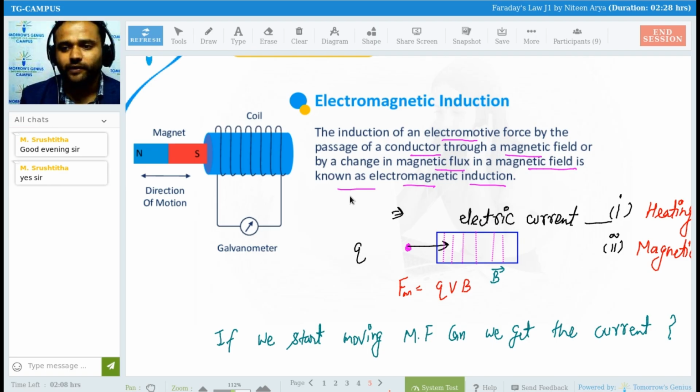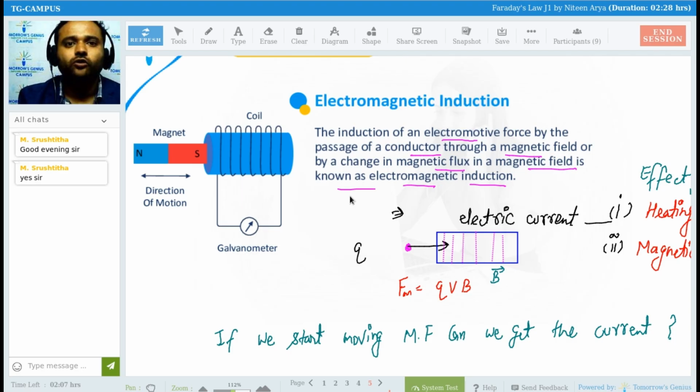Whenever electric current is moving, it gives us two effects, the heating effect and the magnetic effect. So we are trying to find it in a reverse way. If I move my magnetic field, can I get the electric field, or you can say electric current, in reverse also? So the answer is yes. Clear?